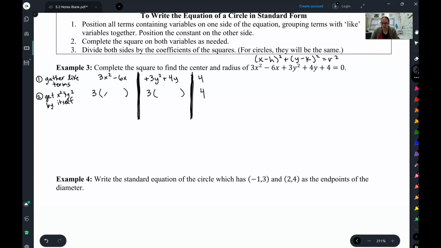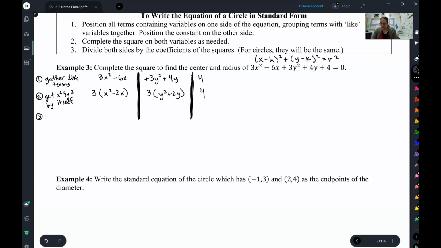So I take a 3 out of this one, and I'm left with x squared minus 2x. Take a 3 out of that one, and I'm left with y squared plus 2y. And I'm leaving my 4 alone. I haven't touched that yet. So there's step 2. We got the x squared and the y squared by themselves.